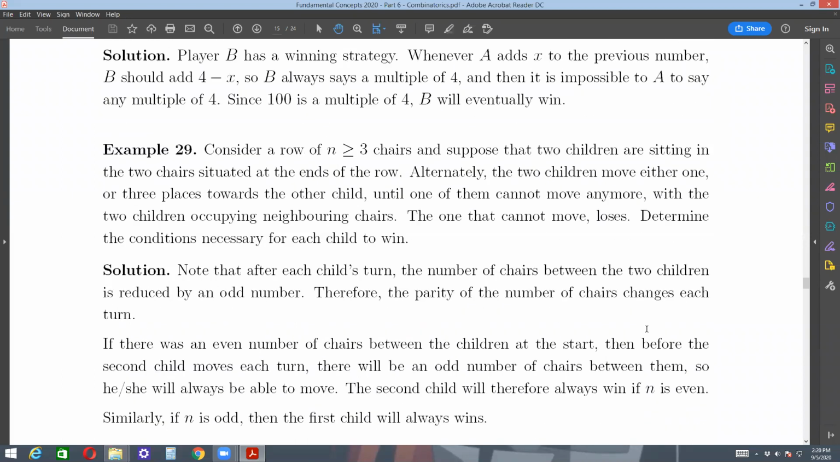All right, next example here. Consider a row of n greater than or equal to 3 chairs. Suppose that 2 children are sitting in the 2 chairs situated at the ends. Alternately, the 2 children move either 1 or 3 places towards the other one until one of them cannot move anymore. They can't cross each other, right? So once they get adjacent to each other, that's it. The one that cannot move loses. Determine the conditions necessary for each child to win.